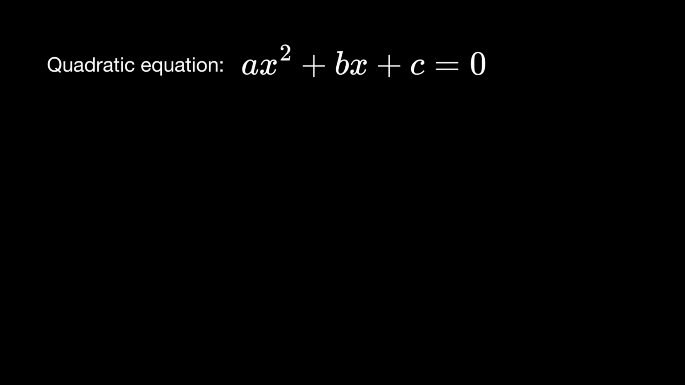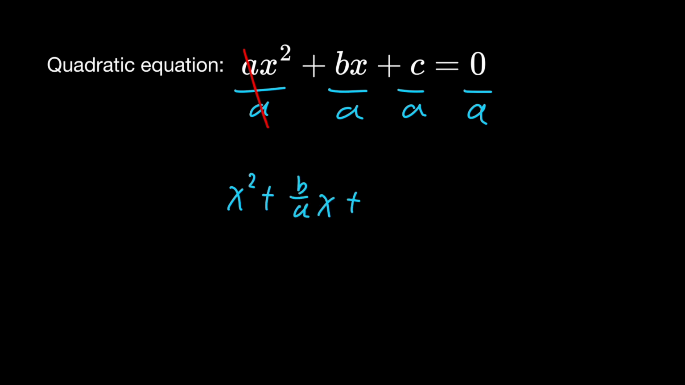This is the general form of a quadratic equation. With some manipulations, we will get a new formula, which we call the quadratic formula. So we want to divide by a on both sides. To do so, we can cancel the leading coefficient of the leading term. It would be x squared plus b over a x plus c over a equals 0.